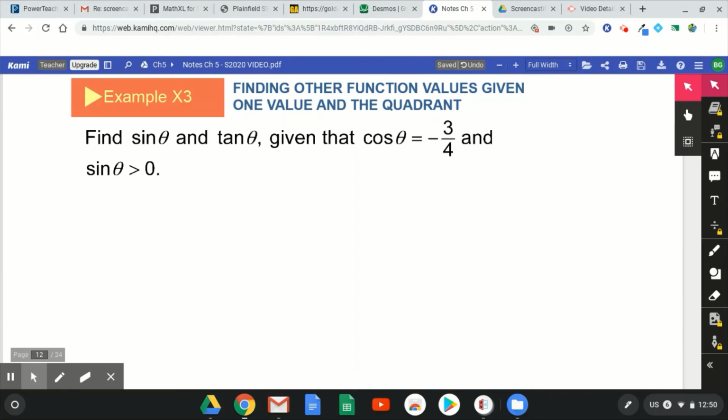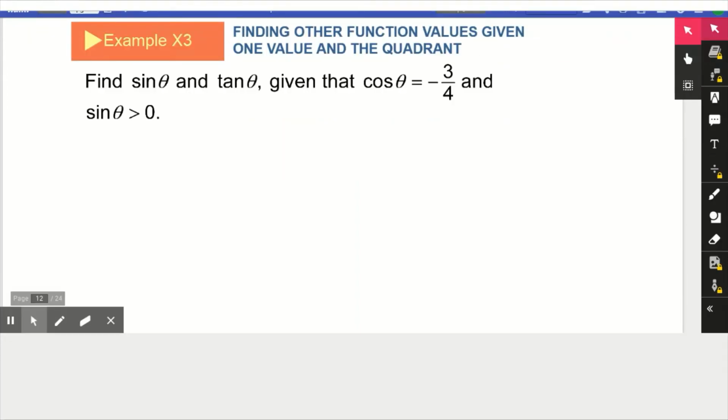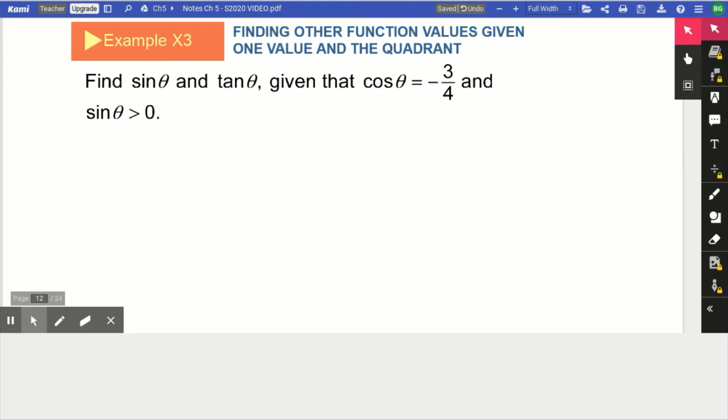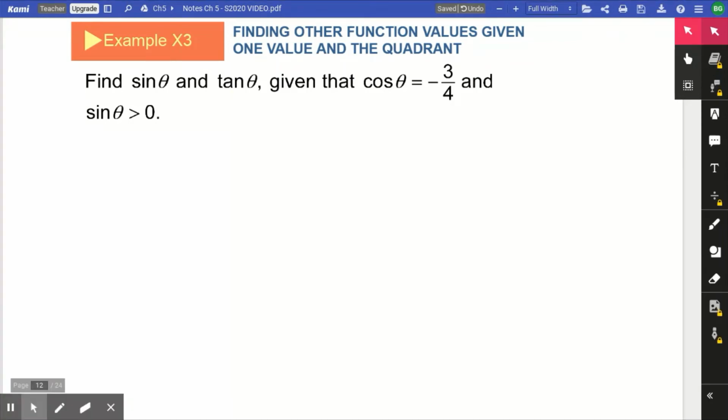Example x3, find sine theta and tangent theta given that cosine theta equals -3/4 and sine theta is greater than 0. Now, I suspect they want us to use the Pythagorean identities from before, but I'm going to show you the other way, the way that you've already been doing, because I think it'll be faster for you and more convenient.